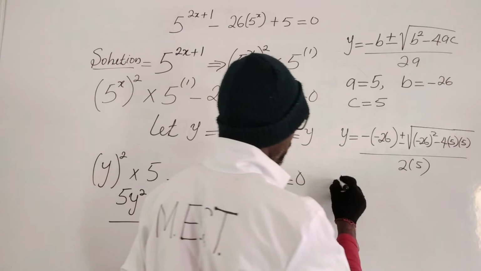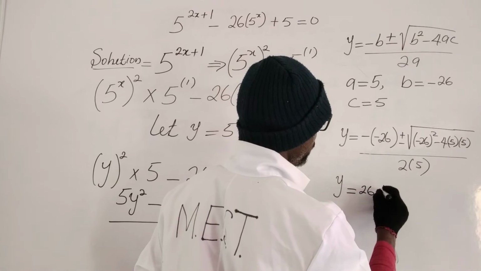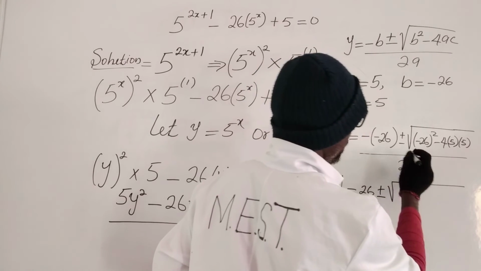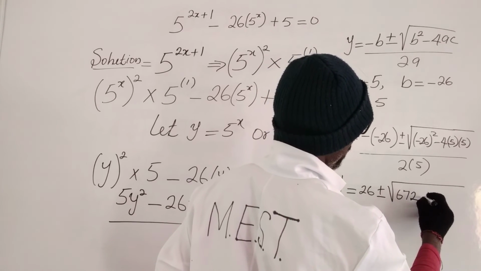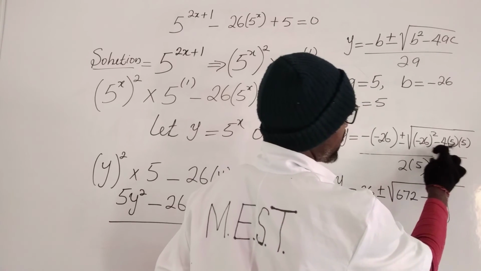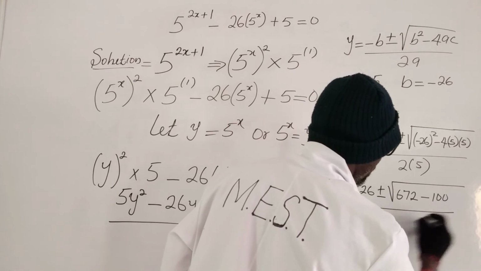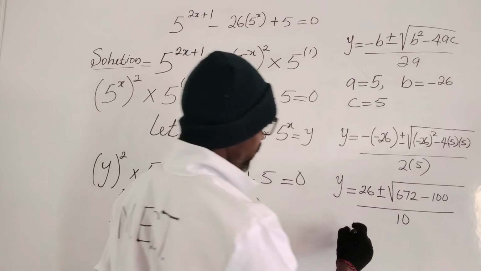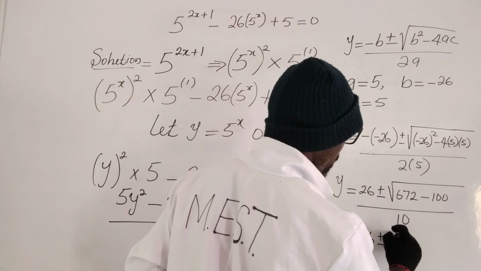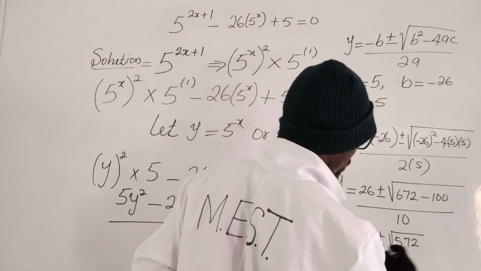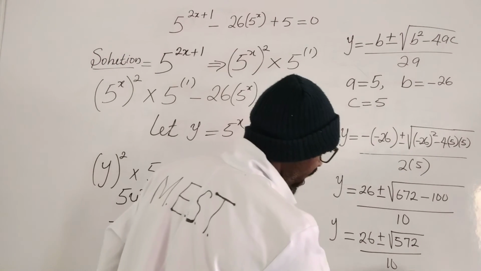We simplify further, we have y is equal to, this turns positive, becomes 26, plus or minus the root of 676 minus 100, because 4 times 5 is 20, and 20 times 5 gives 100, all over 10. And by the time we simplify further, we have y is equal to 26 plus or minus the root of 576, all over 10. Good. That is it. You can see we have arrived at a meaningful result.